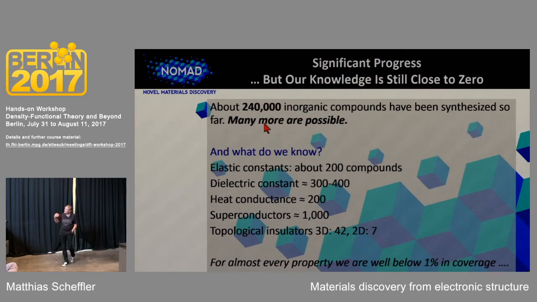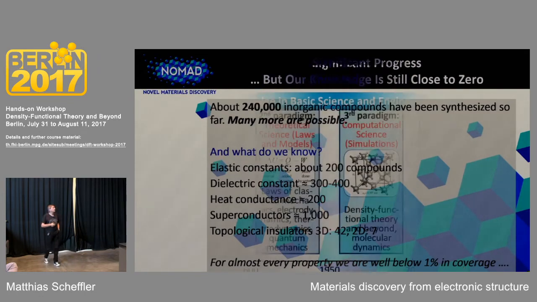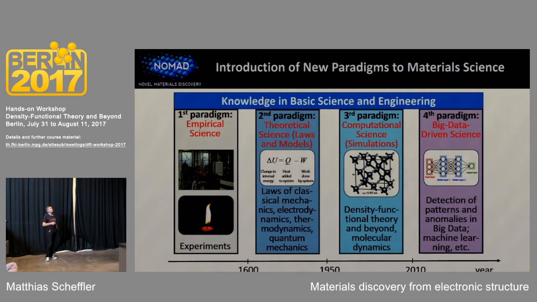Getting an idea about structures and patterns in all these elements or materials would be really the next thing to do. So far, for almost everything, we are well below 1% in coverage. Actually, probably well below 0.1% in coverage. So there is a lot to find: new structures, new materials with probably much better properties than what we are using and knowing today. And that brings me to my conclusion.